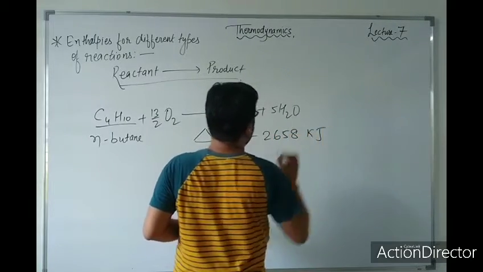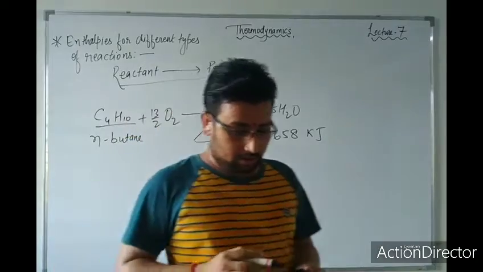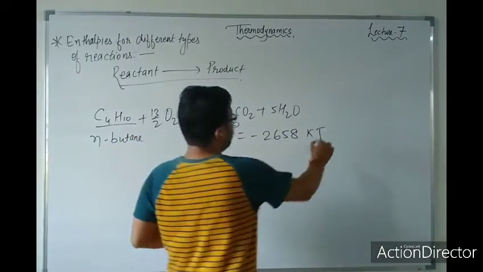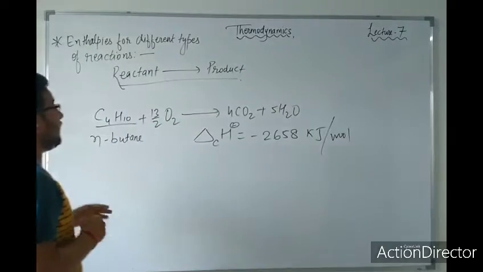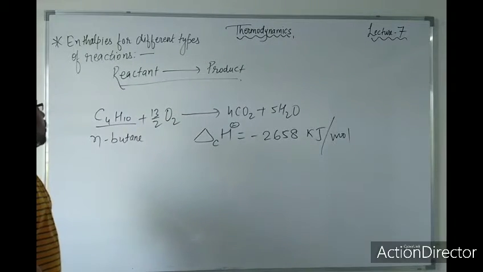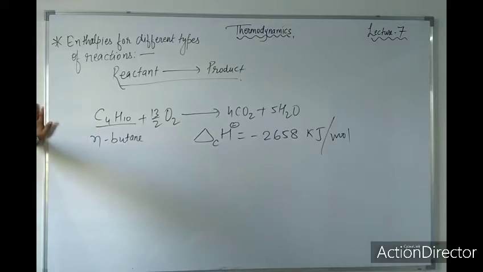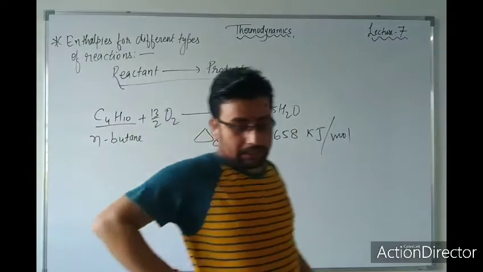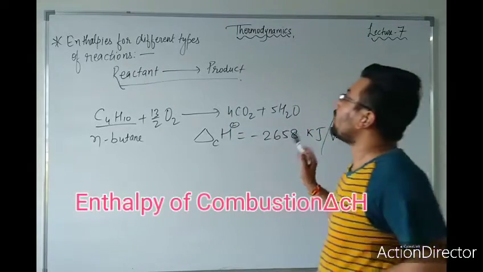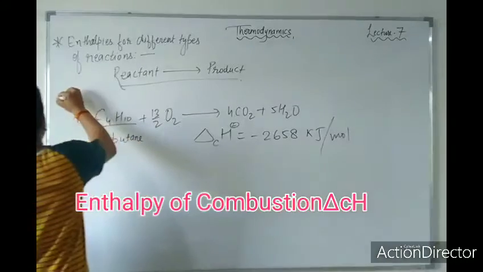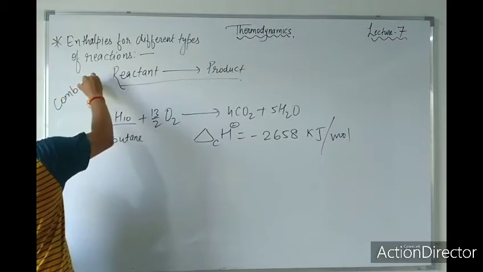2658 kilojoule. Now you can ask me, sir, as you have said about the mole also, per mole. In 1 mole this much amount of energy is released. To burn 1 mole of this normal butane, 2658 kilojoule enthalpy of combustion is required. In general, as I have told you, this is a combustion reaction. Which reaction? Combustion reaction.